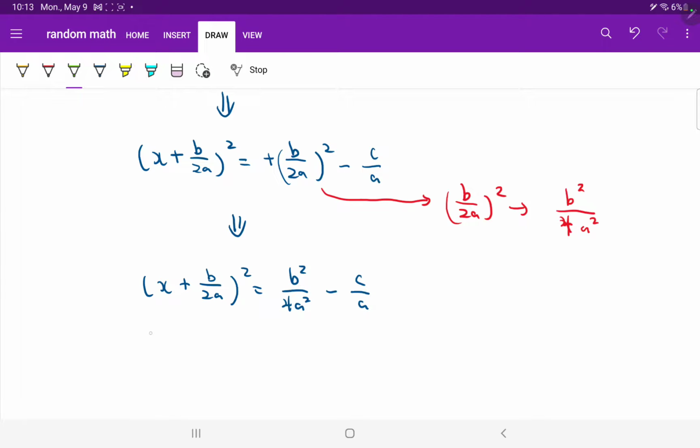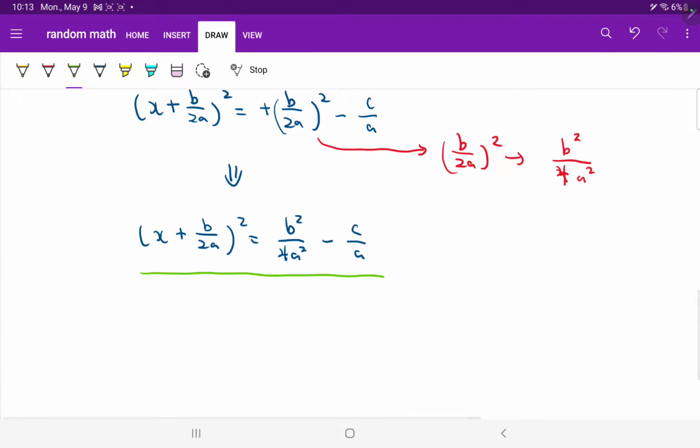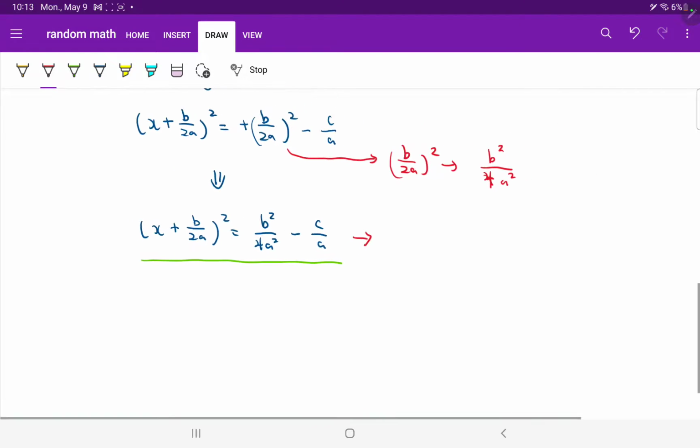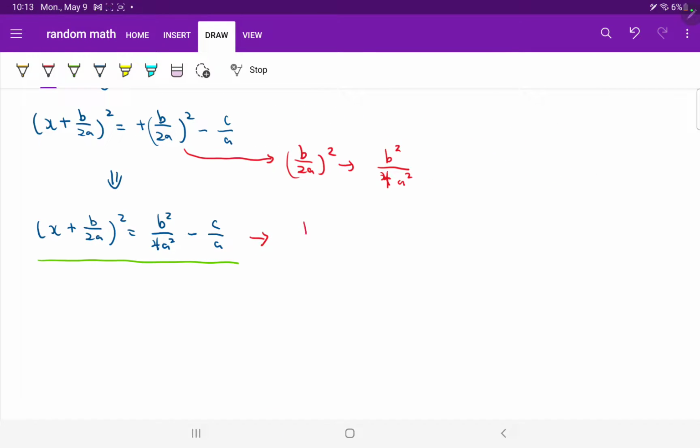So this will be our complete one for now. So now we need to consider, actually before we do that, there's one more step we can do, which is to further simplify this. Let's move this whole thing on the right to here. So if we have b squared over 4a squared minus c over a, how will you further simplify this?